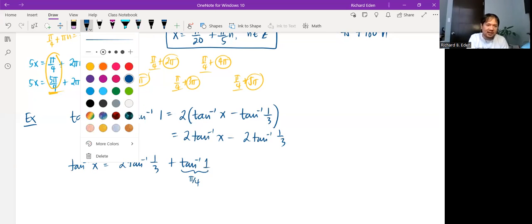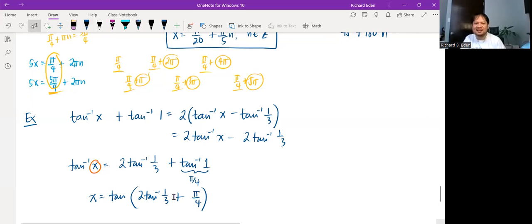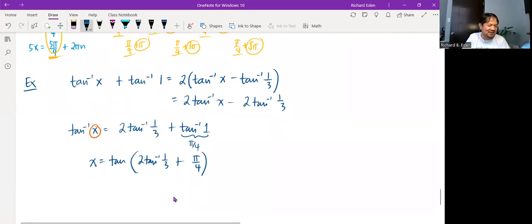What we are looking for is x. Why don't we then just rewrite this as follows. x equals, free the tangent. Free from the tangent. So x is equal to tangent of, there is only one arc tangent. So we only have one answer, only one thing we are looking for.